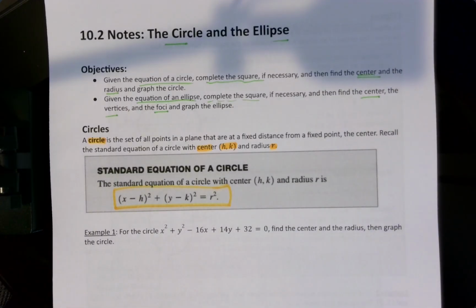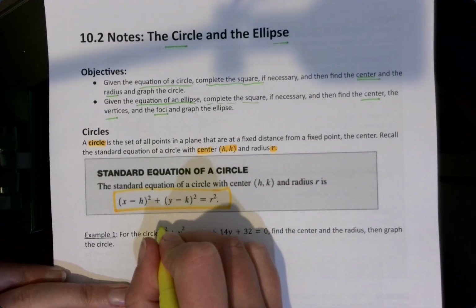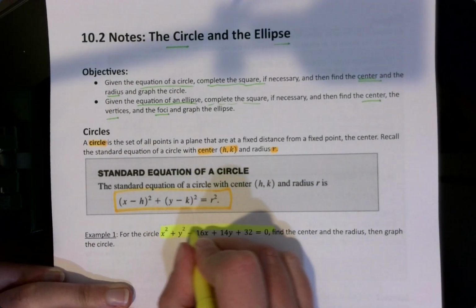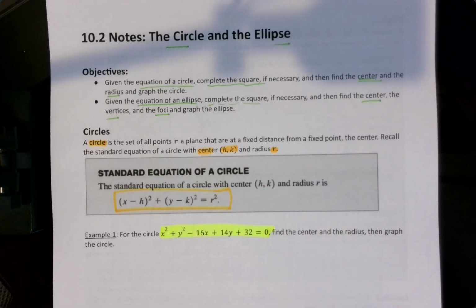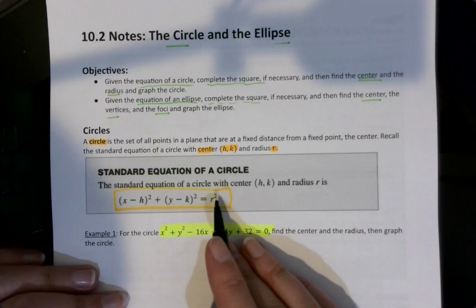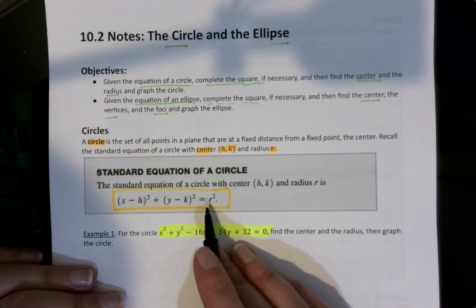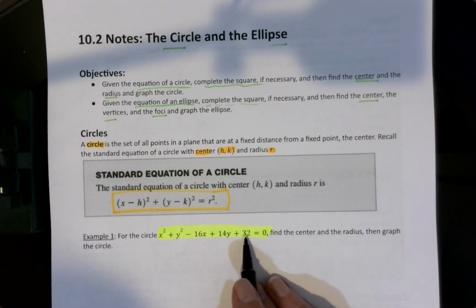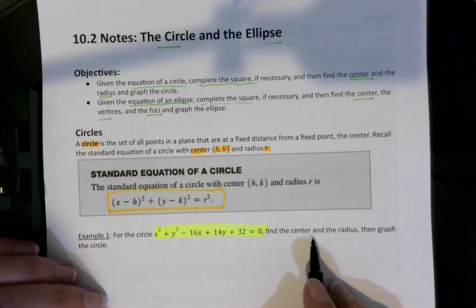In the first example down here, we have a circle that's not in standard form. It's been expanded. And so we're going to need to complete the square on this circle in order to get it in the correct form. Notice that in this form, the r value is alone on the right-hand side. So we're going to start by taking our constant, the 32, and moving it over to the other side.